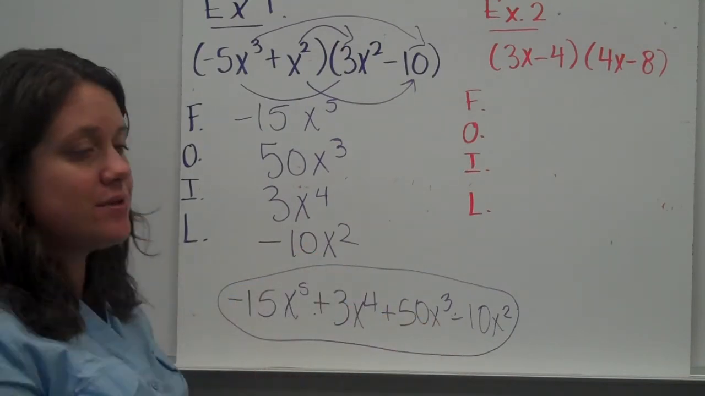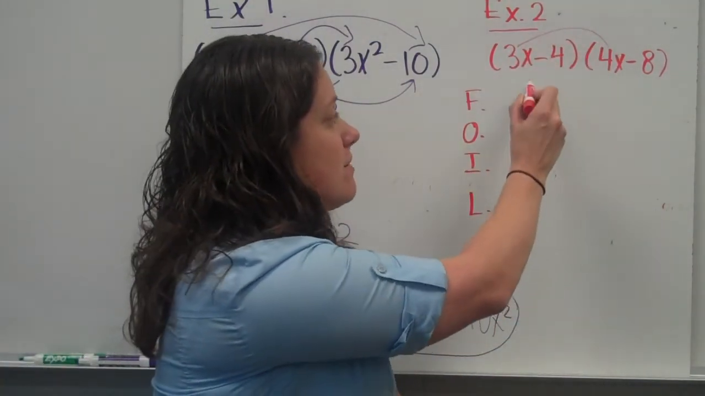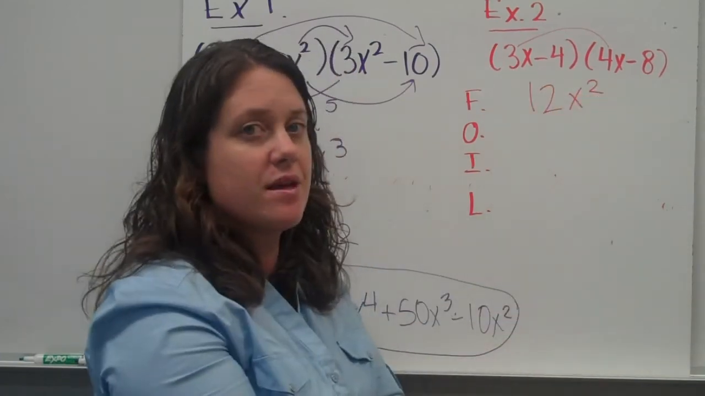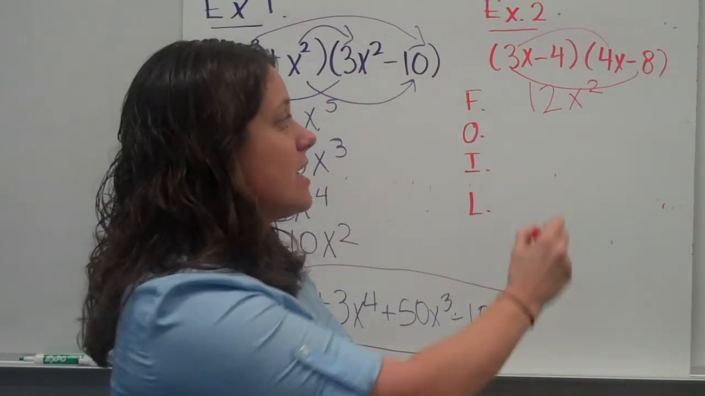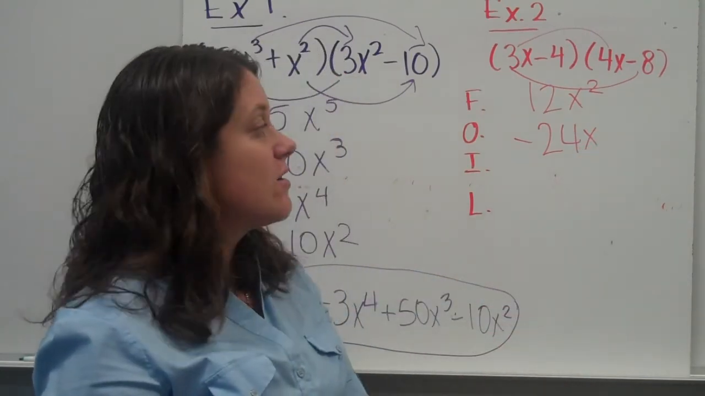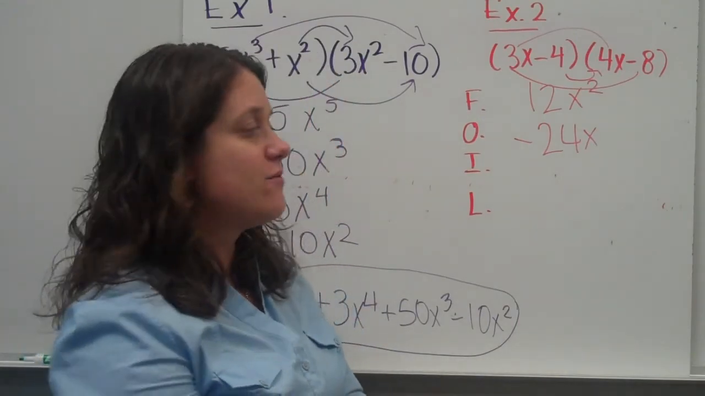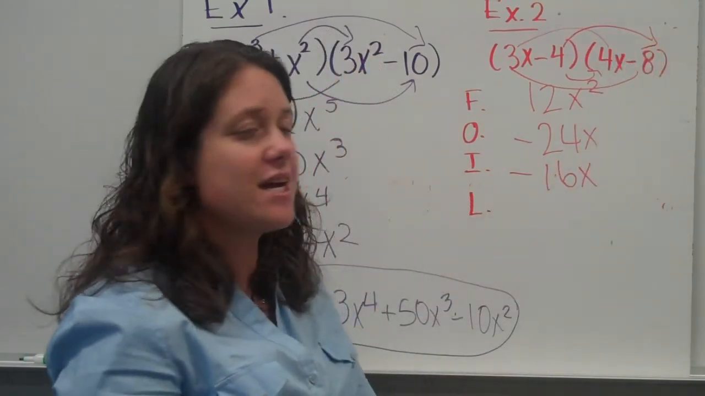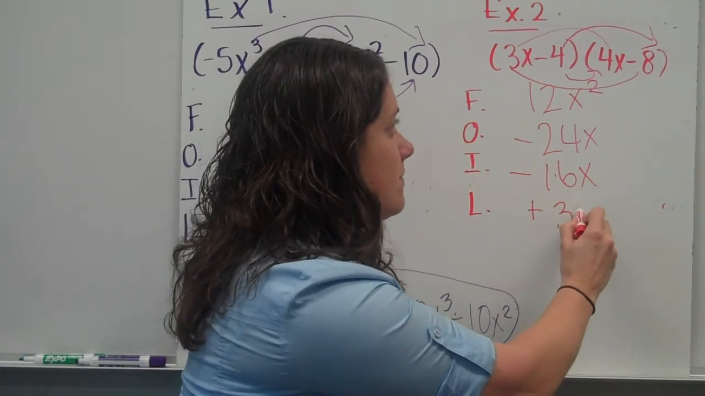All right, last example. So I'm going to multiply first my first terms. So that's 3 times 4, that's 12, and x times x, x squared. My outside terms is a 3x times a negative 8x, so that gives me negative 24x. Okay, next is my inside terms, that's these two. So negative 4 times 4x, negative 16x. And then finally last, I have a negative 4 times a negative 8, gives me a positive 32.